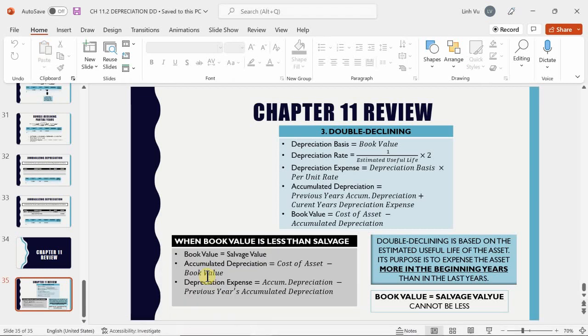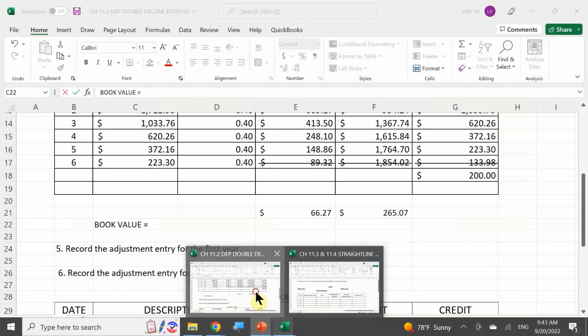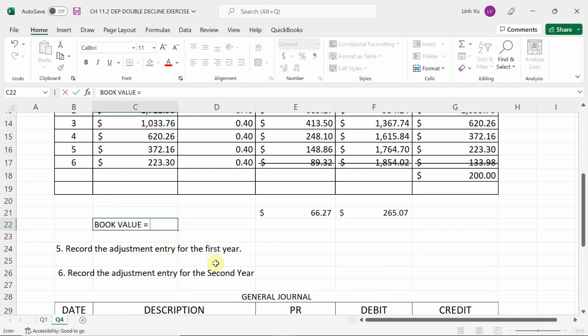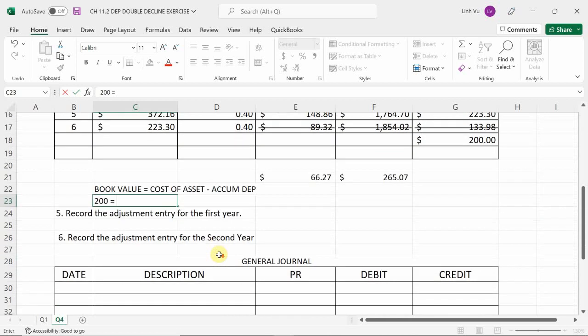The cost of the asset minus the accumulated depreciation. That's exactly correct. So cost of asset minus accumulated depreciation. You already know what your book value should be. It should be $200. Do I know the cost of my asset? 1,988. So I just need to solve for A, the accumulated depreciation. How do I get to A?